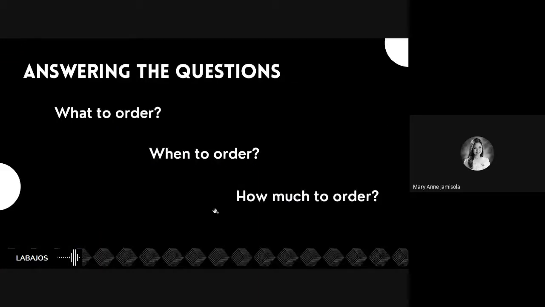So it answers the questions what to order. What to order, this is specific to the materials that we need in order to produce the finished goods. So what to order, when to order, the timing of the purchase of the raw materials, and how much to order.